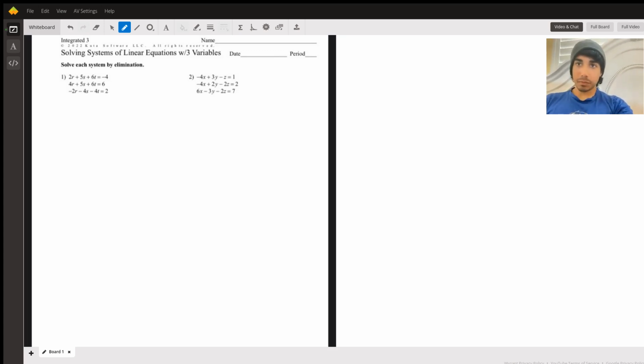Let's see. Looking at number one here. The first thing I notice is that in equation 1 and equation 3, I have got opposites on my coefficients for r, right? So we can go ahead and combine those two equations.